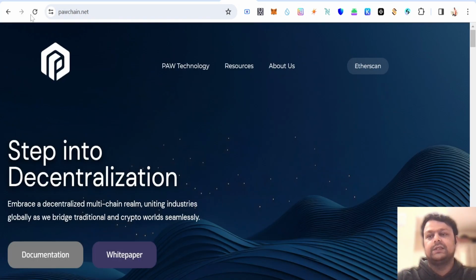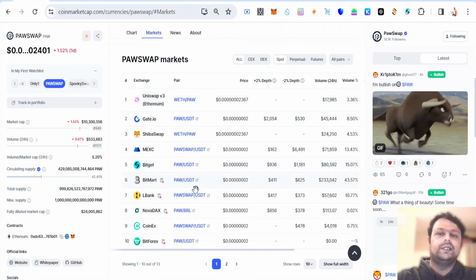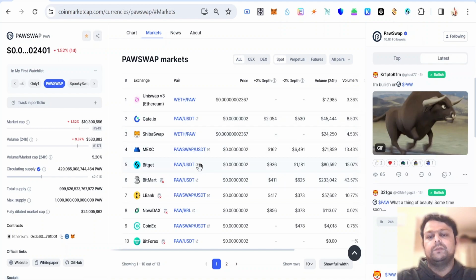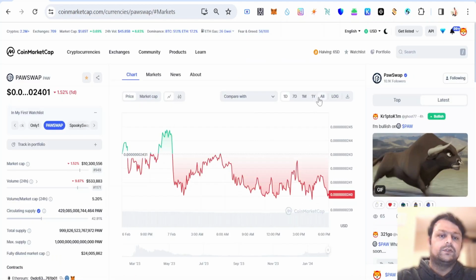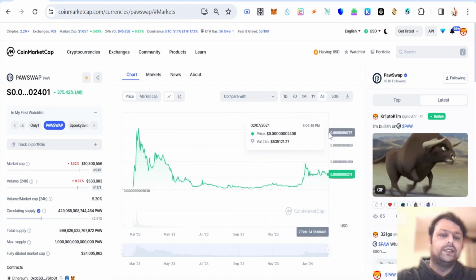So there are a lot of things with regards to Pawswap, and with regards to listing, it's already listed on some of the tier 2 exchanges like Gate.io. Then they have MEXC Global, Bitgate, Bitmart, LBank. So yeah, I feel like this thing has potential, and hopefully this will rise.